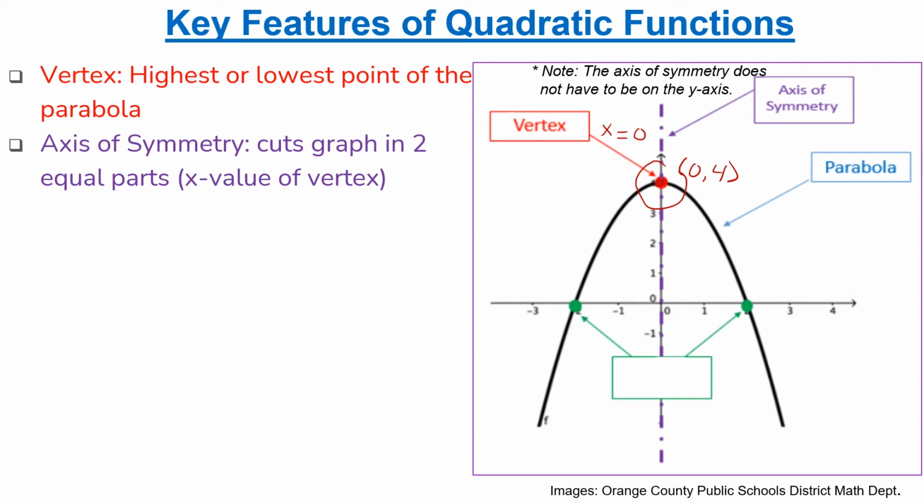And note the axis of symmetry does not always have to be on the y-axis. It could be anywhere on the graph. It is a vertical line that crosses the x-axis.